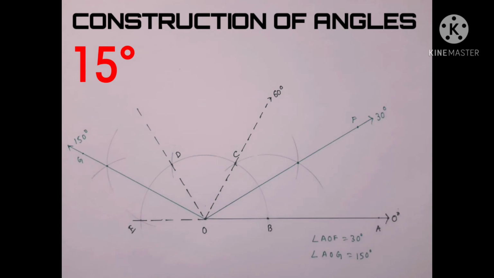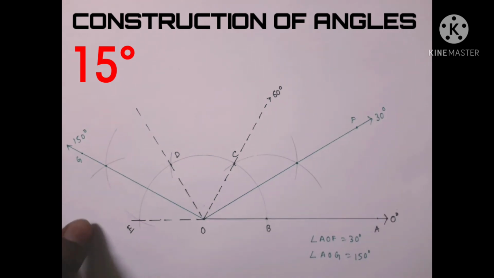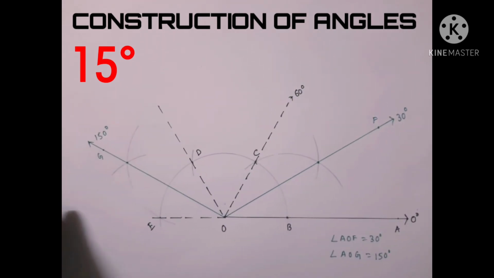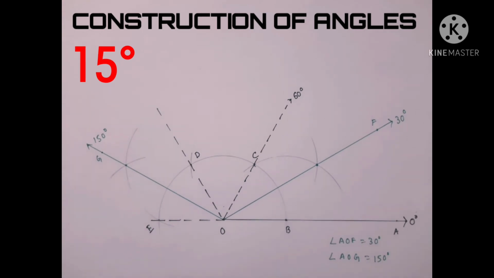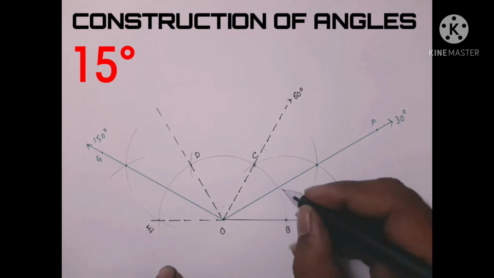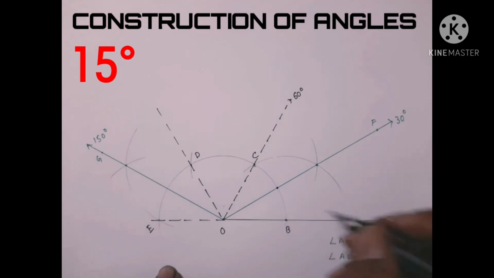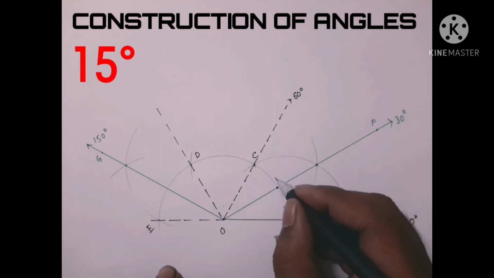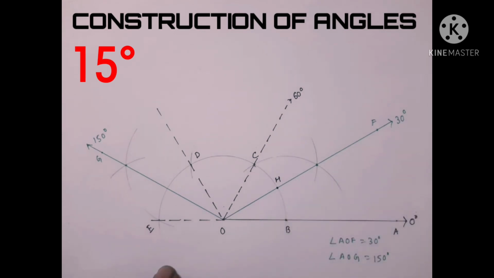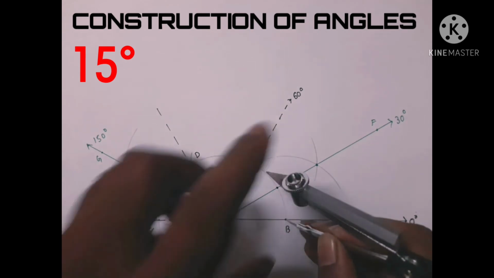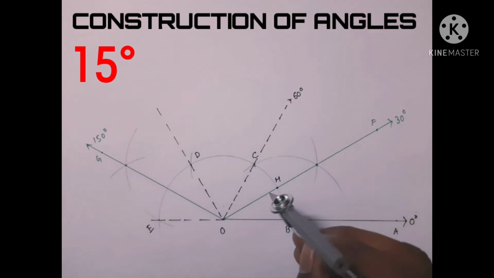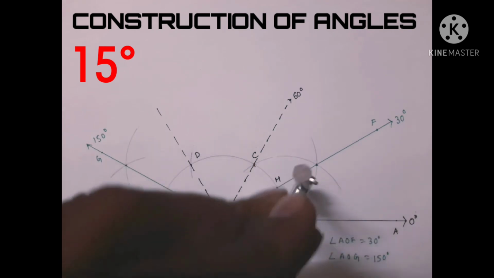Now we'll do 15 degree. Now to get 15 degrees, we have to bisect 0 and 30. So this is a 0 mark, and for 30 let us mark this point. Let it be H. So we'll bisect 0 and 30. So we'll take a radius a little according to BH, or more than BH also you can take it. So let us consider somewhere in the middle.